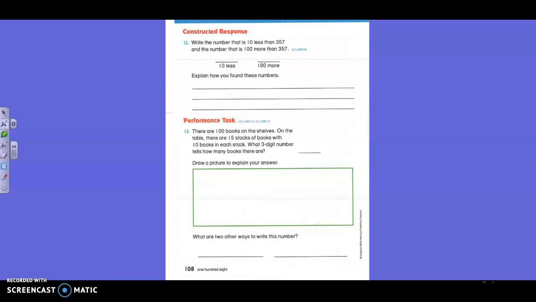Okay, number 12. Write the number that is 10 less than 357. Okay, it said 10 less. So what place do I look at? Or actually, what places stay the same? The hundreds and the ones. The only one that changes is the tens place, right? And it said 10 what? Less. So that means our 5 has to go down to 4. Okay, so 10 less would be 347, right?